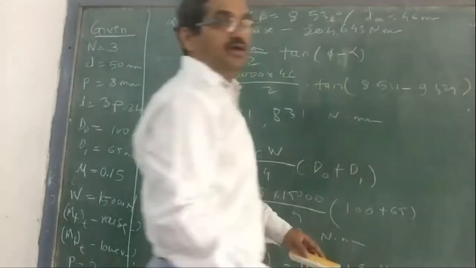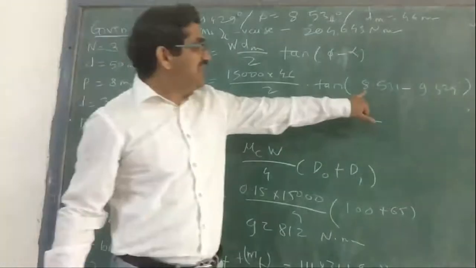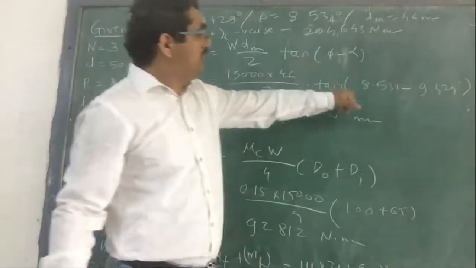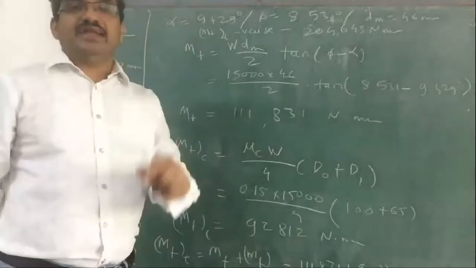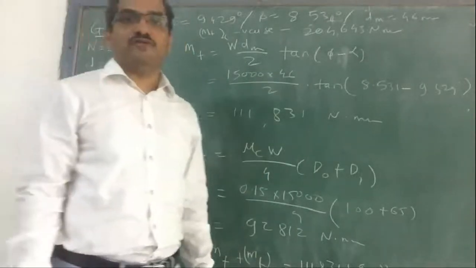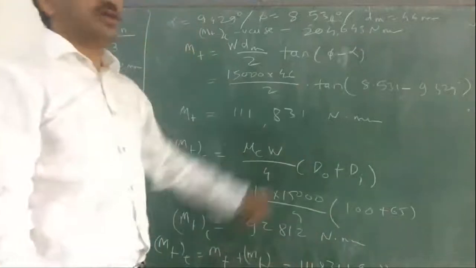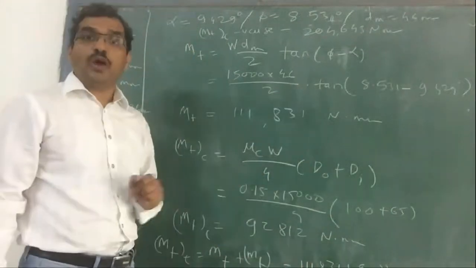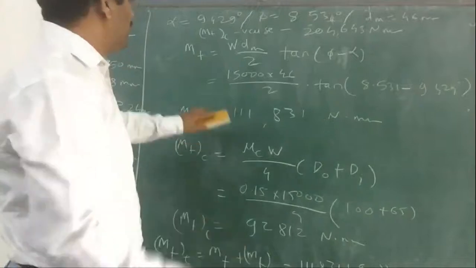Now see here, you observe keenly that this angle is lower, right? The angle of friction is lower than the helix angle. That means it is not a self-locking screw. We have the condition that phi should be greater than or equal to alpha for a self-locking screw. It is not the case. So this screw is not self-locking, but still it's okay. Why? We'll see that.